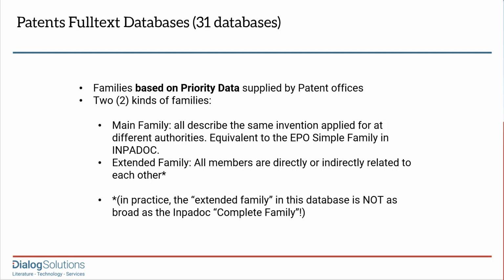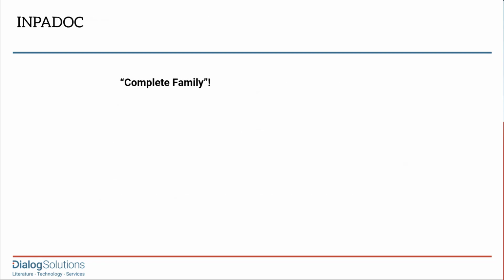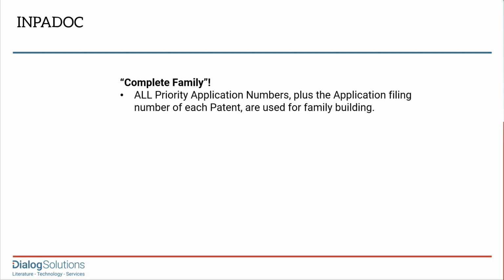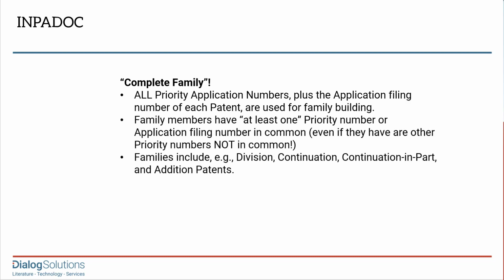Inpadoc is the database to use if you want to find all of the patents related to a given patent. The Inpadoc algorithm looks at all applications cited as priority as well as the application number, and it will join in one family all other patents that share even one of those priorities, even if the patents also cite other priorities that are different. The result is a broad and inclusive group that Inpadoc calls the complete patent family.